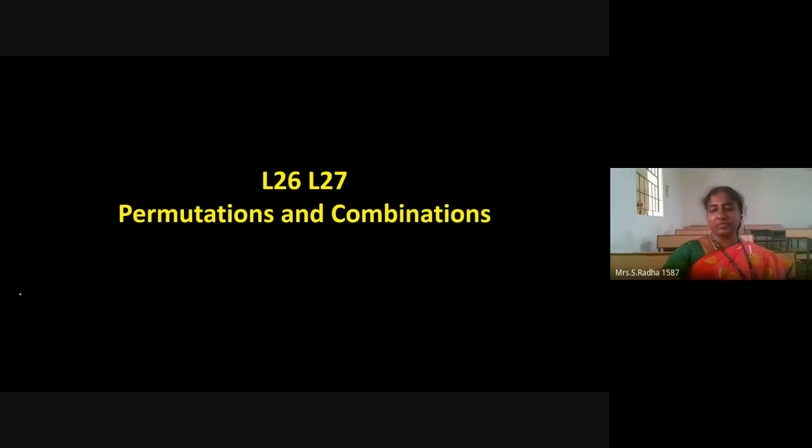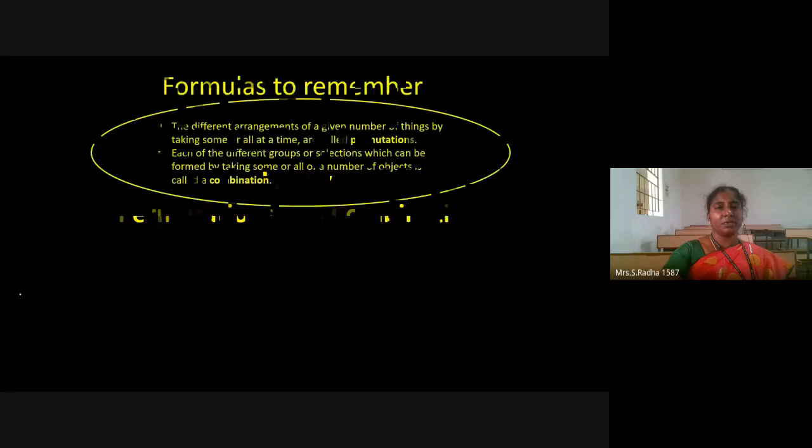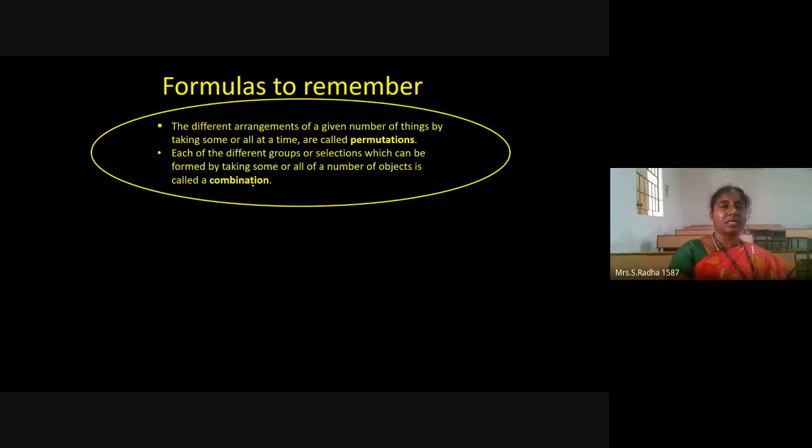Already some basics we know. What do you mean by combinations, and what do you mean by permutations? Different arrangements of a given number of things, taking some or all at a time, are called permutations. But if you are considering them as groups or selections which can be taken some or all at a time, then it is combinations. This is the general definition.